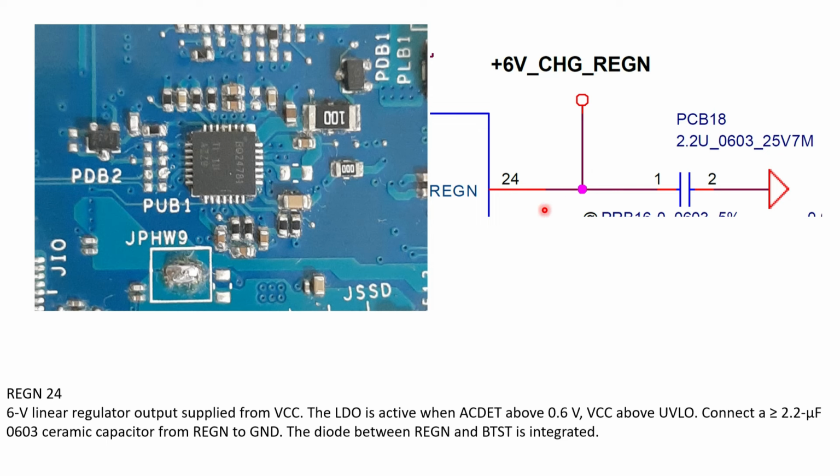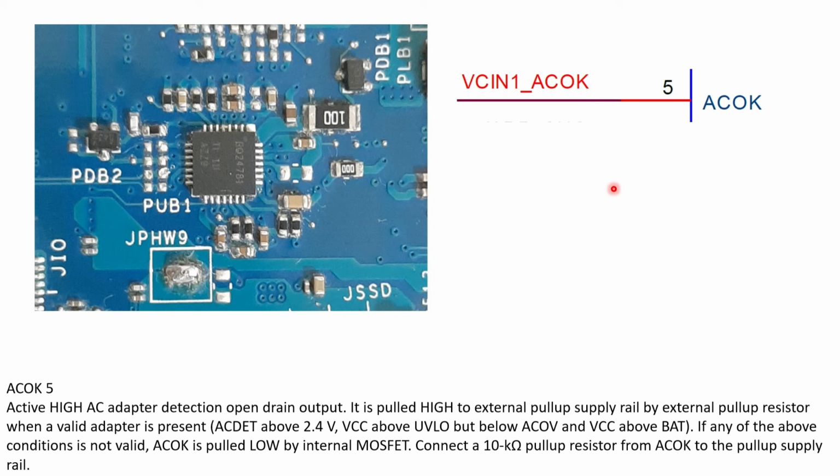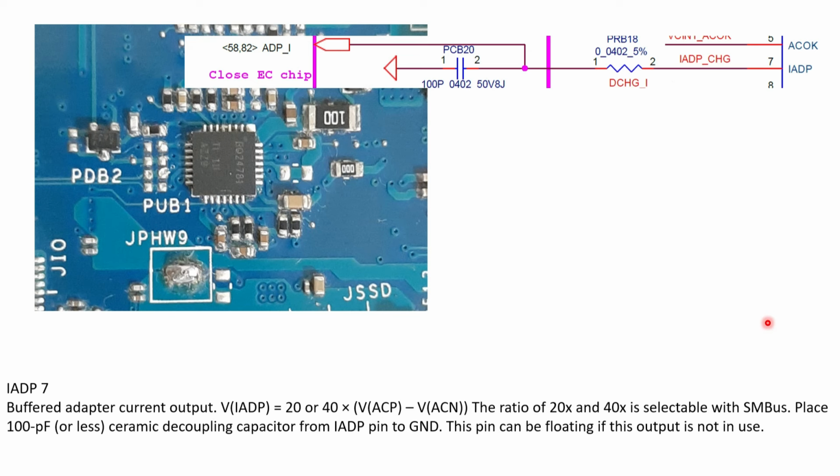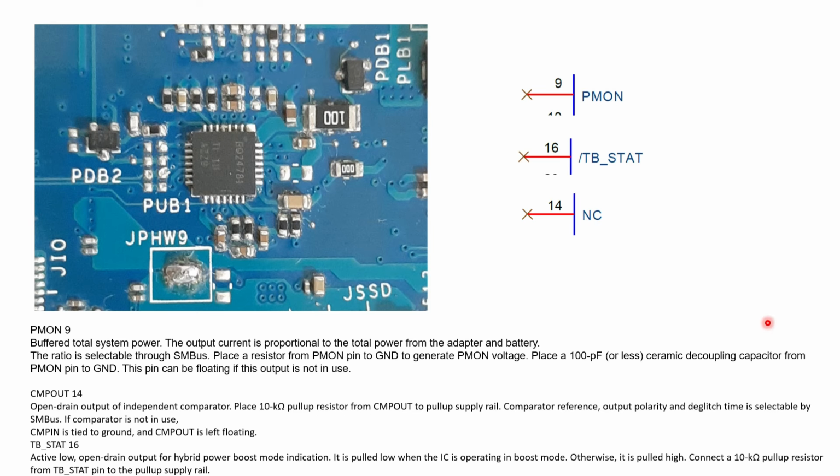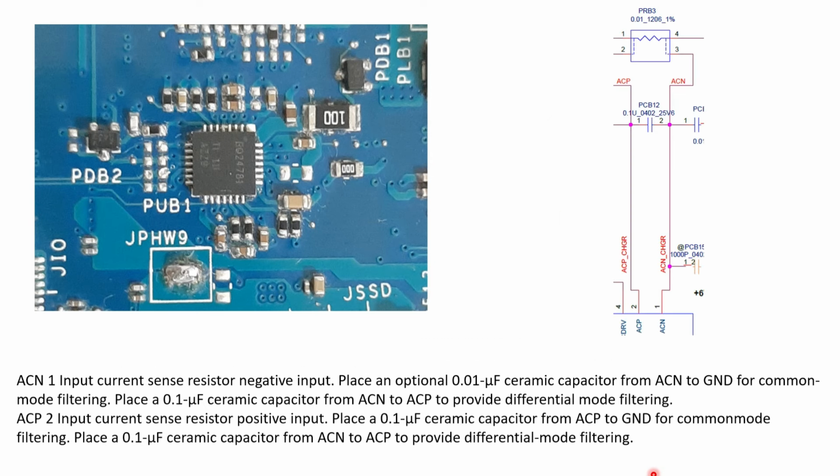See, once AC OK is connected, immediately internally a regulator will start. So the regulator output will usually be 5 to 6 volts. Then if all these conditions are okay, multiple sections will immediately become active according to the internal voltages. In that, AC OK is also one important pin. Next, after AC OK at a time, IADP pin number 7, IDISCHARGE pin number 8, power monitor, CMP out, TB state, these all will become active at a time once the regulator is generated.